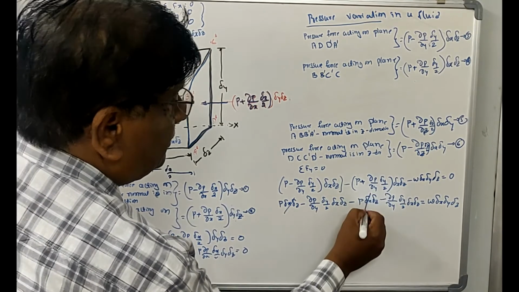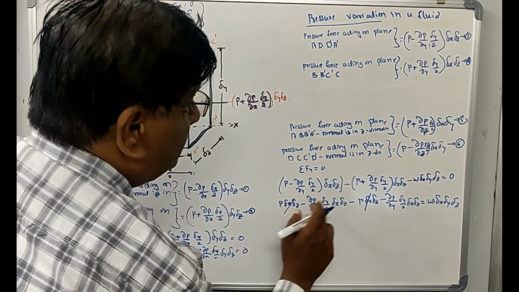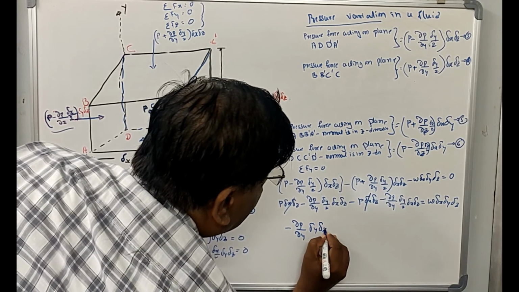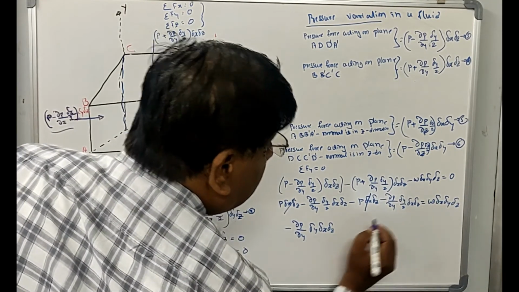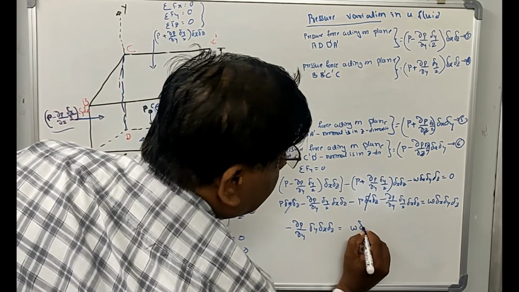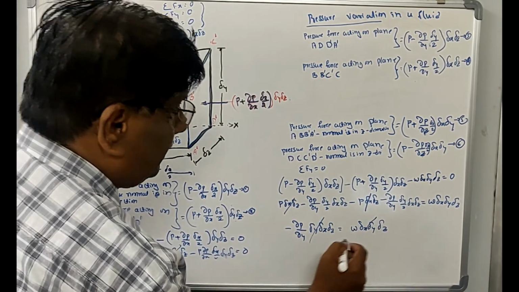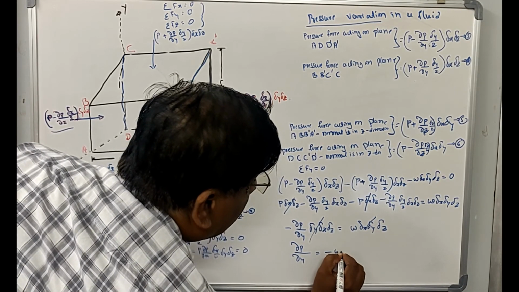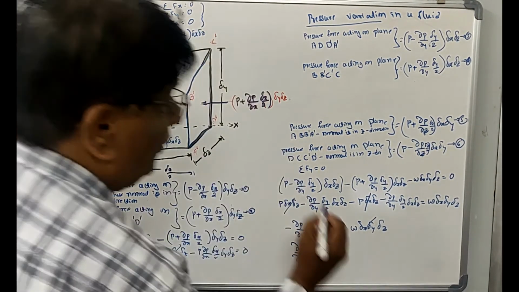So this term cancels, so it is minus ∂P by ∂y, this is a minus, this is minus, so the sum of these two gives you Δy Δx Δz. It is 2 times, so the 2 cancels. So this is equal to W Δx Δy Δz. So this cancels. ∂P by ∂y is equal to minus W. Okay, this is the second equilibrium equation.